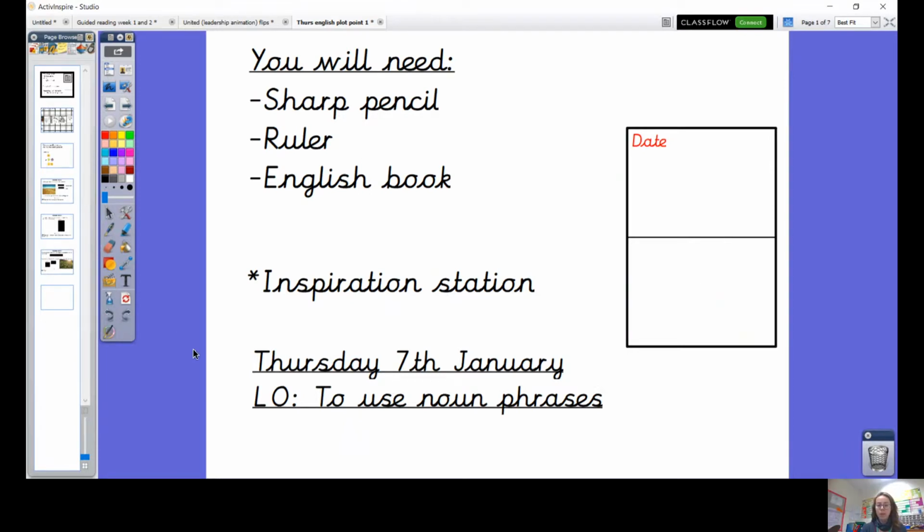You've got the date and hello on the board here, on the computer here as well. So just take a moment, pause the video and organise your page ready.